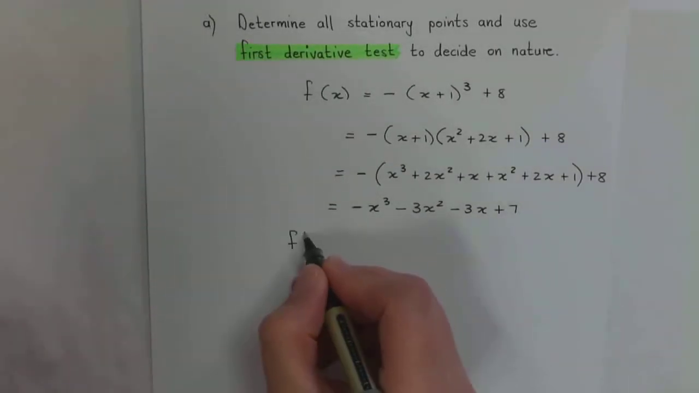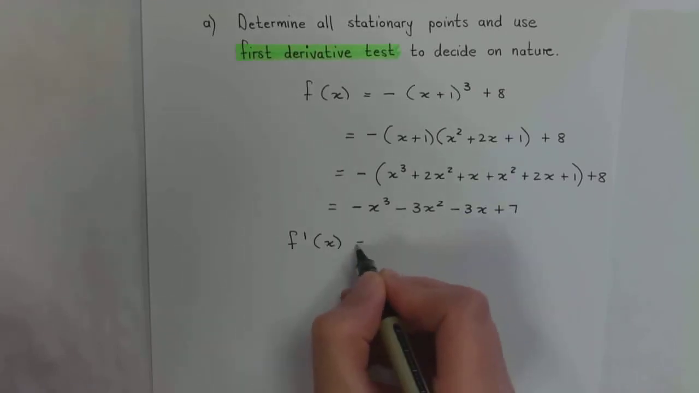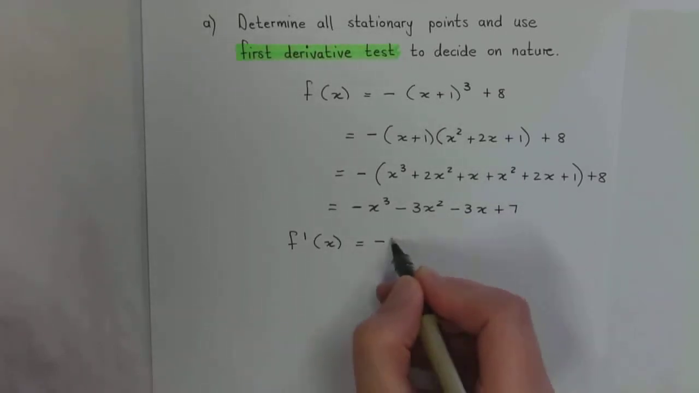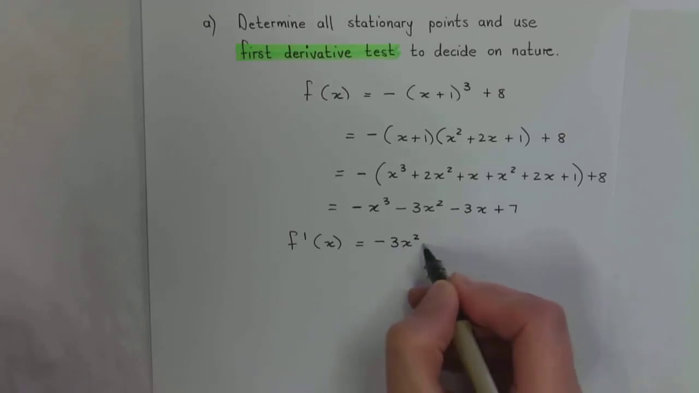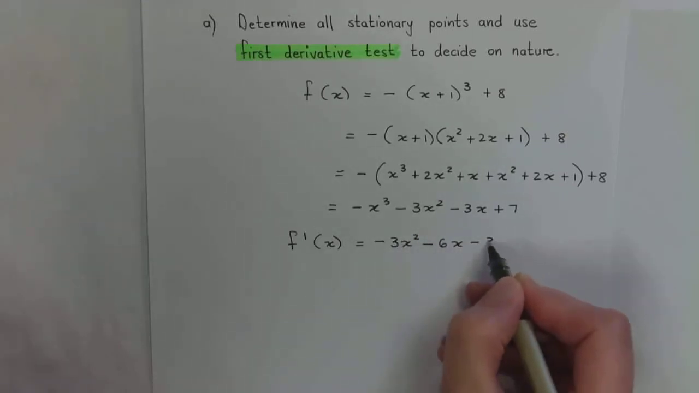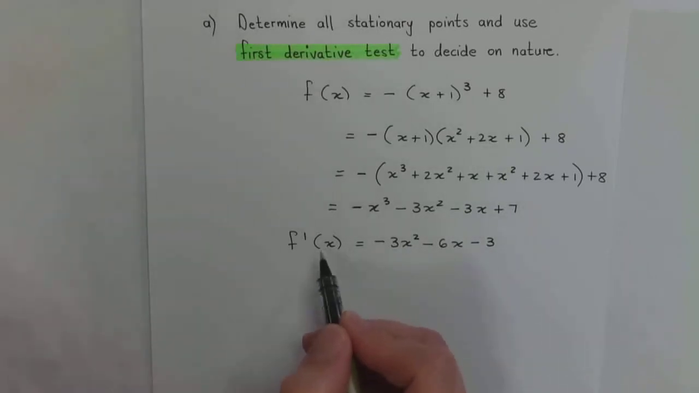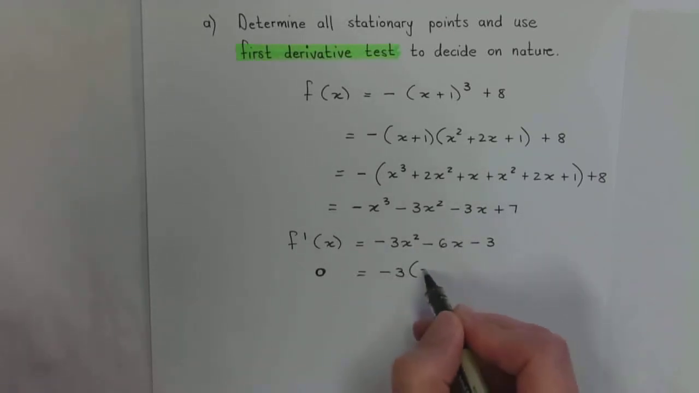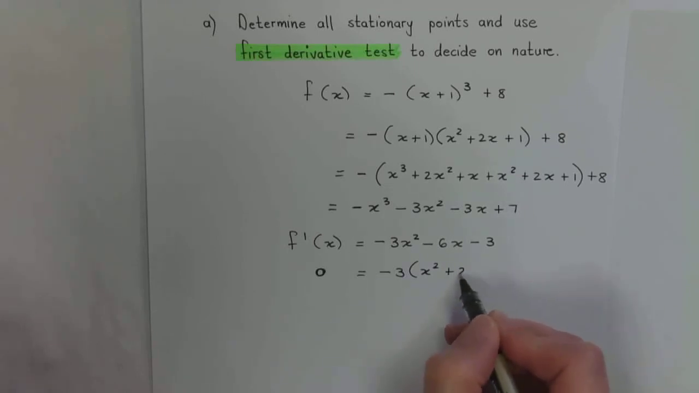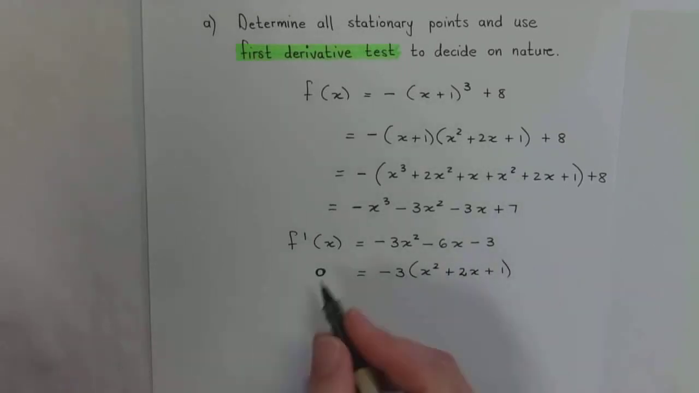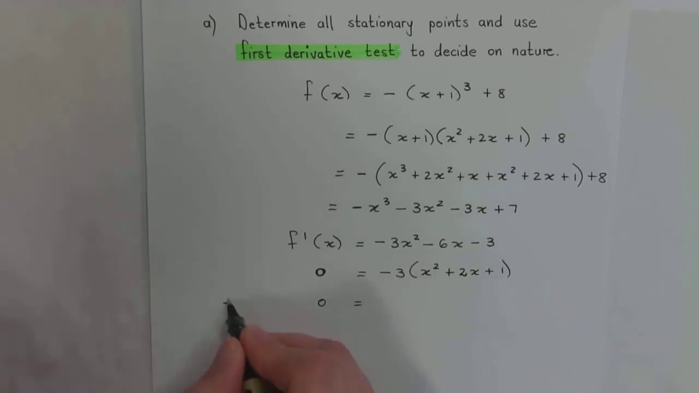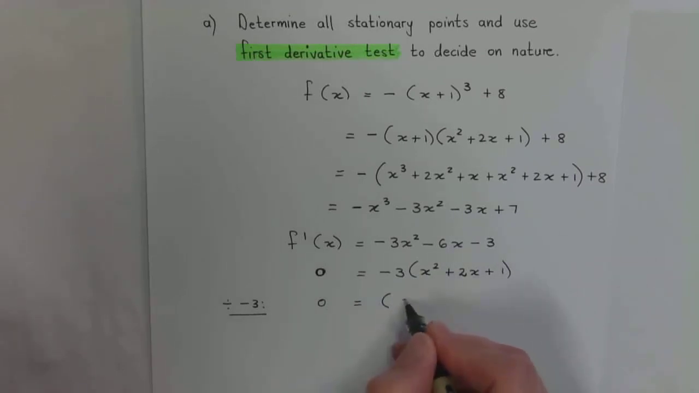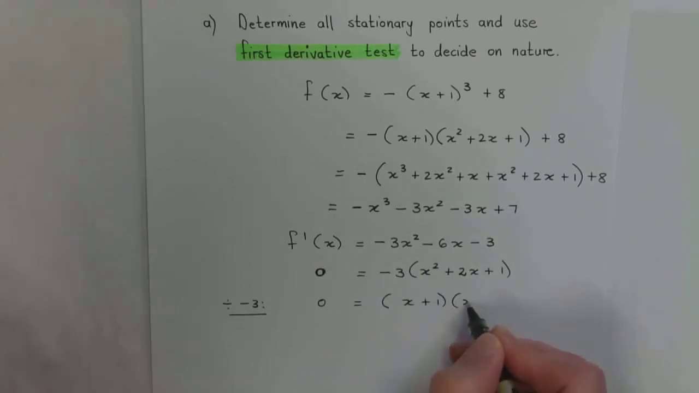So I'm going to say it's the first derivative of f(x), which is my gradient function, and this is going to be minus 3x squared minus 6x minus 3. So that's my first derivative. And remember, for stationary points, set the first derivative equal to 0 so you can solve the equation. Now I'm going to take the minus 3 out as a common factor. So that's x squared plus 2x plus 1. And then I'm going to divide by that negative 3 just so it's not going to bug me now. And I'm going to factorize that, which is then going to be (x plus 1) times (x plus 1).